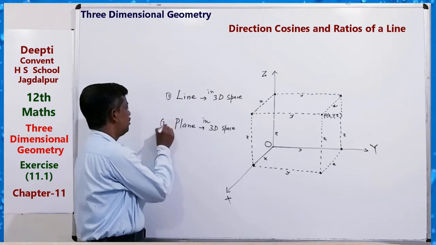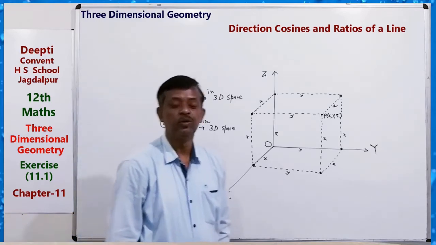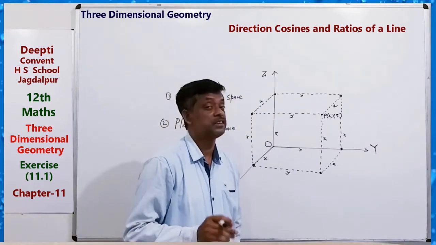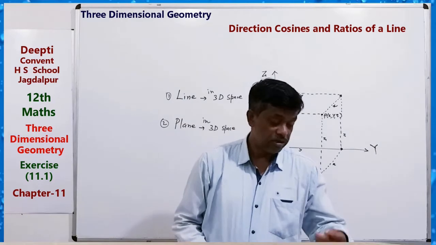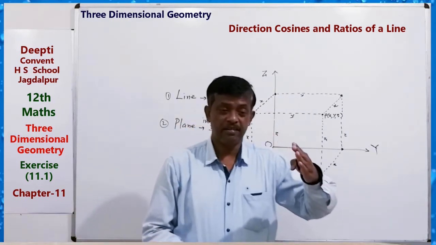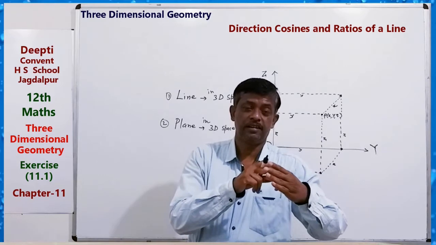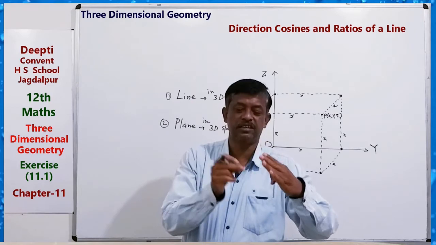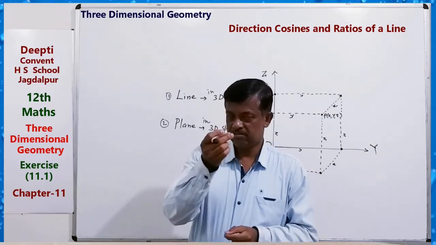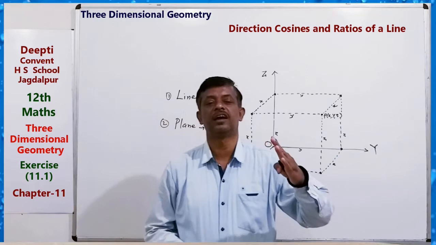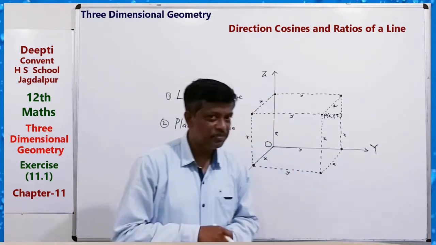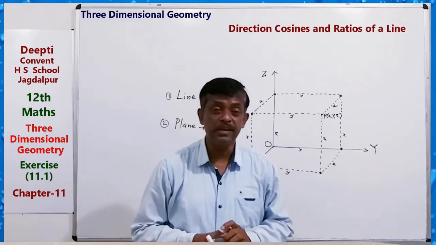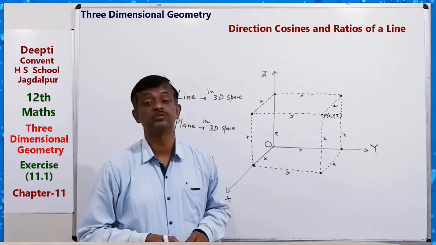So first of all we need to know about direction cosines and direction ratios of a line. Just like in the two-dimensional plane we identify a line by its slope, tan theta. If a line makes an angle theta with the x-axis in the positive direction, then the slope of the line is tan theta. That is the inclination of the line with the x-axis. Similarly, to study lines and planes in 3D space, we require direction ratios and direction cosines.